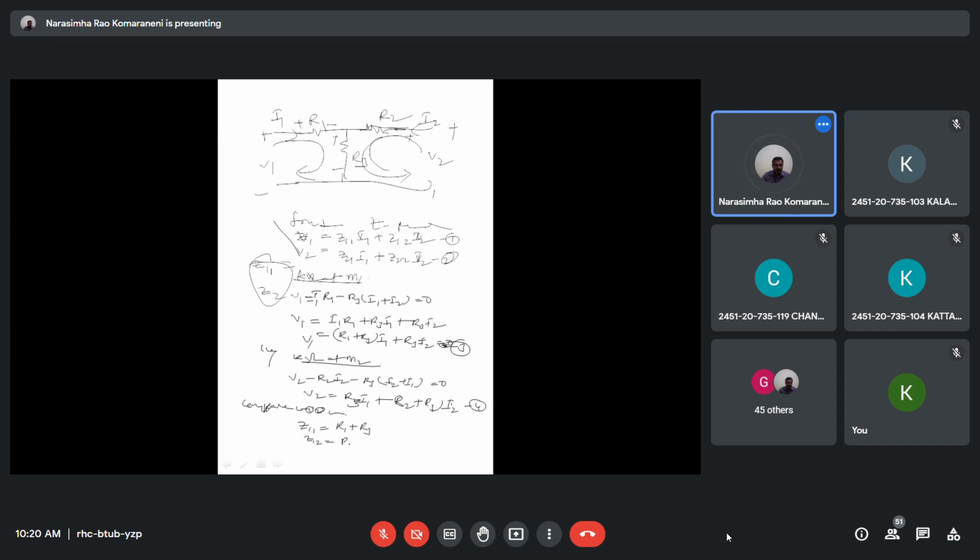Okay, R3, and Z21 is equal to R3, Z22 equal to R2 plus R3. Okay, is it okay? Any doubts?